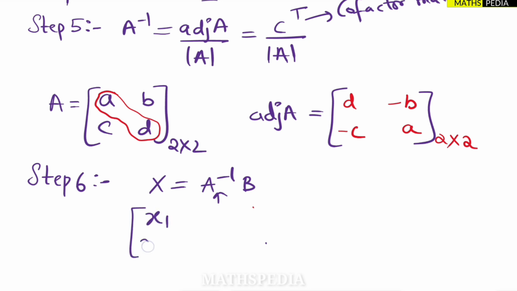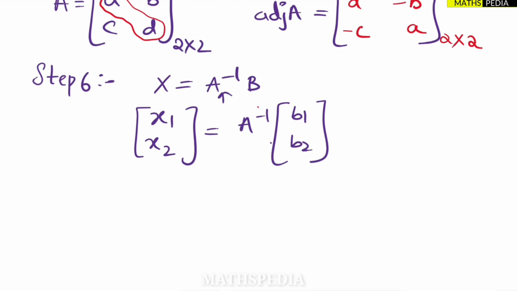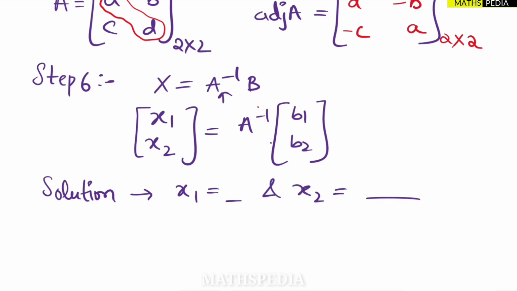X matrix is nothing but x1 x2, which is equal to A inverse into B. B is nothing but b1 b2. Now what you have to understand is that from this you will get the solution for the particular equation. That means x1 and x2 values you will be getting. Simple. It is just multiplication: A inverse into b1 b2, and you will get the answer for the corresponding x1 and x2 values. This is how you have to solve for 2 cross 2.